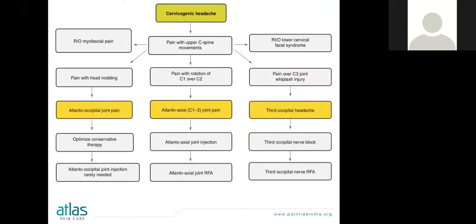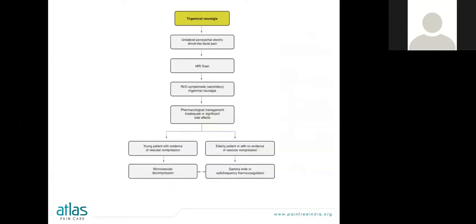We normally do not inject the atlanto-occipital joint because it's a very risky joint to go anywhere close to with a needle, because the vertebral artery is just exposed naked, and just a millimeter here or there, you can easily damage the vertebral artery. If we have pain with rotation of the head, then it's the atlantoaxial joint, which is very commonly done. And if the patient gets a good response to the local anesthetic injections, we go into radiofrequency ablation. And if it is a whiplash injury, you're looking at third occipital nerve blocks and third occipital nerve ablation. So we have some sort of an algorithm for cervicogenic headache.